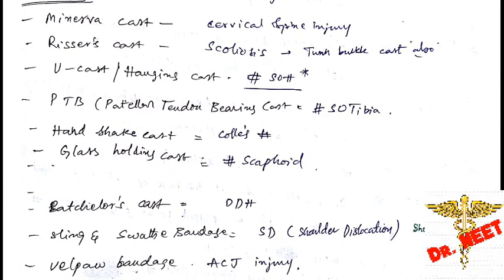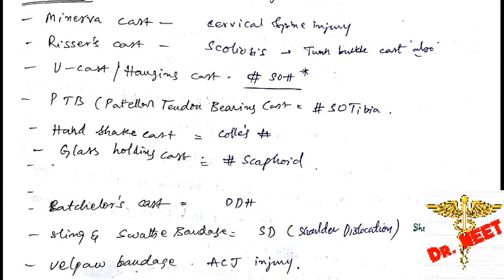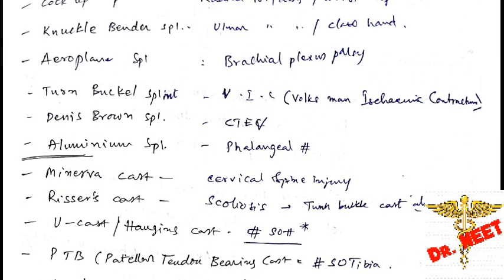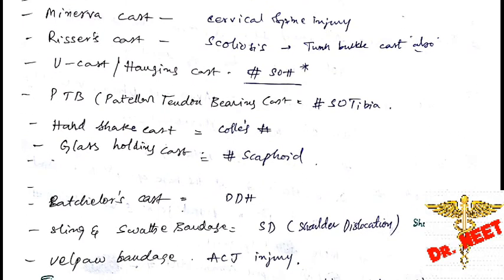Casts. Minerva cast is used for cervical spine injury. Risser's cast is used for scoliosis. For scoliosis, turnbuckle cast is also used. Turnbuckle splint is used for Volkmann's ischemic contracture, but turnbuckle cast is used for scoliosis. U-cast or hanging cast is used for fracture shaft of humerus. Patellar tendon bearing cast is used for fracture shaft of tibia.